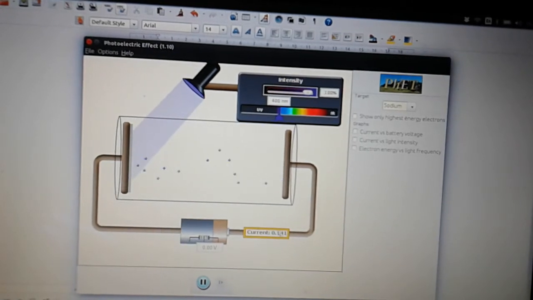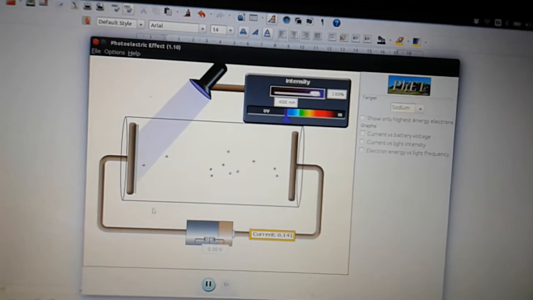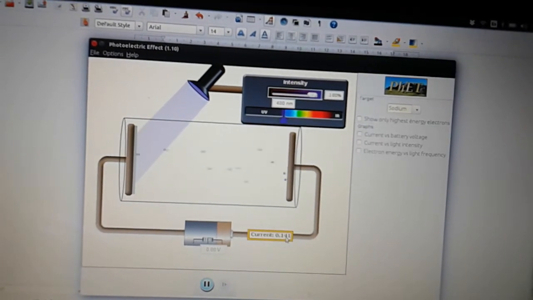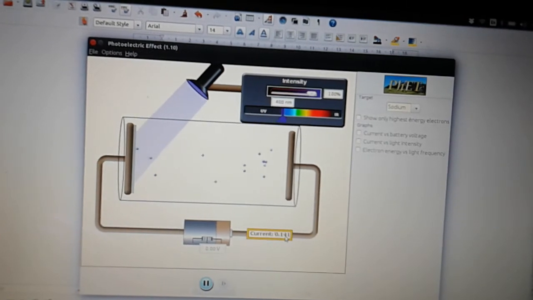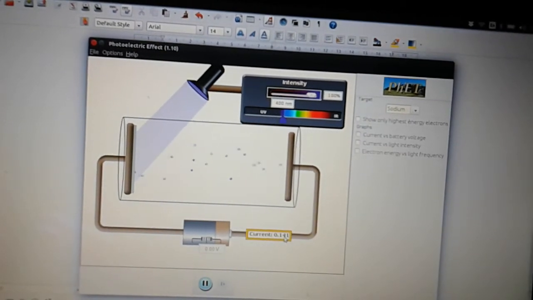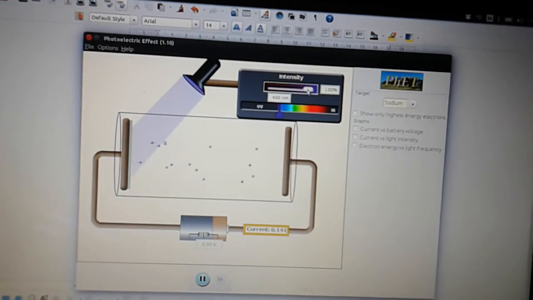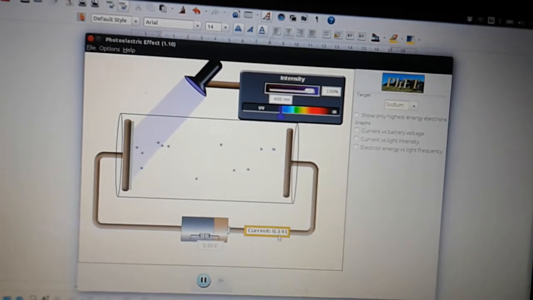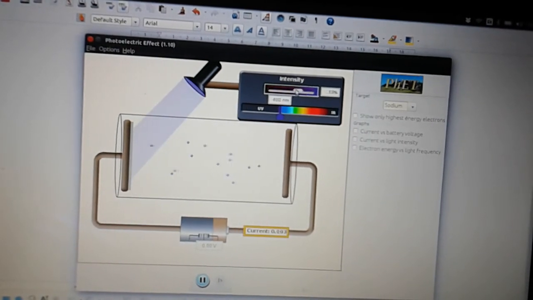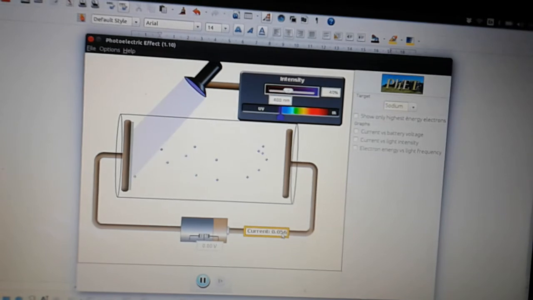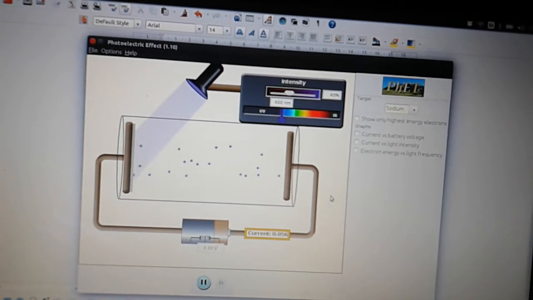We can also have a look at the current down here. The electrons that are emitted and then go on to travel around the circuit, the electron flow is related to the current. Current in amps is measuring the number of coulombs of charge, in other words electrons, passing a given point in 1 second. So here at 100% intensity we've got 0.141 amps, reducing it down, 0.056 amps of current for 40% intensity.